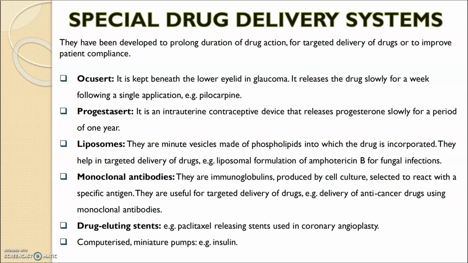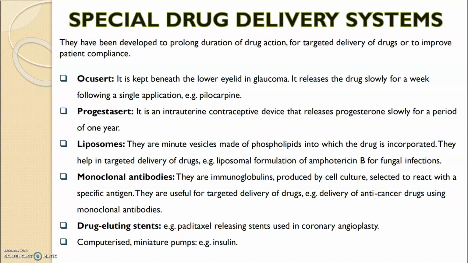Okay. Now, after this, there are various special drug delivery systems which are available. We will see one by one. So, these are developed to prolong duration of drug actions and for the targeted delivery of drugs or to improve the patient compliance. First, Occusert. It is kept beneath the lower eyelid in glaucoma. So, it releases the drug slowly for a week following a single application. For example, pilocarpine type of drugs are administered through Occusert.